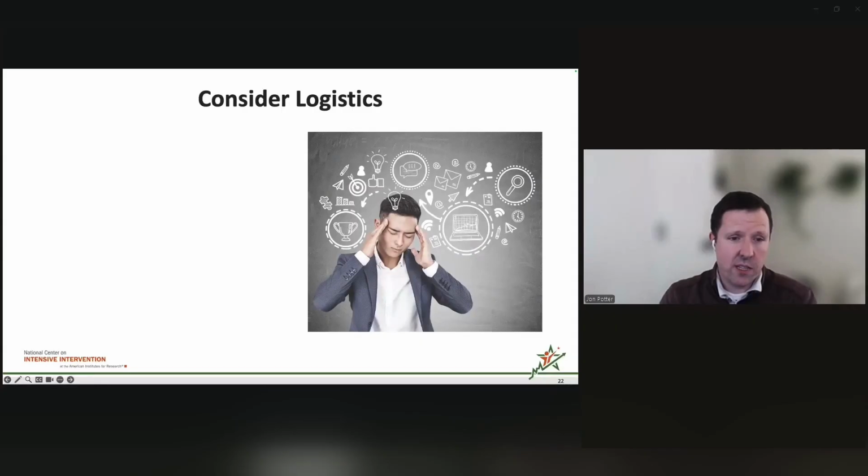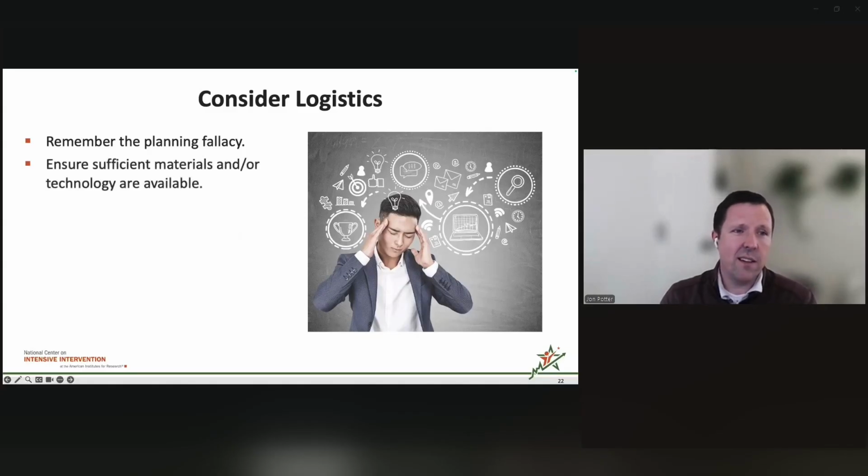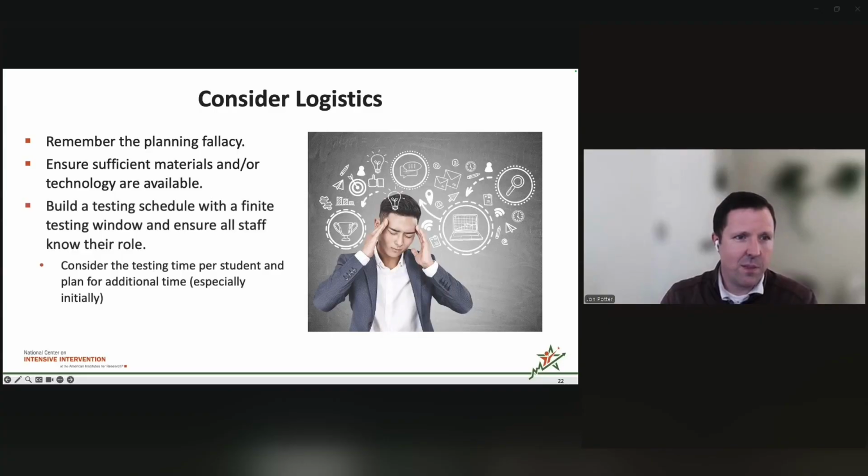Also consider logistics, some things that get overlooked. So again, remember the planning fallacy. This is going to take longer probably than you think it's going to take. And so you want to ensure that you have sufficient materials and or technology available. If you're giving it on iPads, make sure you have enough iPads. Make sure you have more than enough iPads in case some of the iPads don't work, because some of the iPads will probably not work. So make sure you have enough of whatever it is. If you're giving it paper and pencil probes, make sure you have extra copies of it. You want to make sure that you don't have to adapt in the middle of the testing.